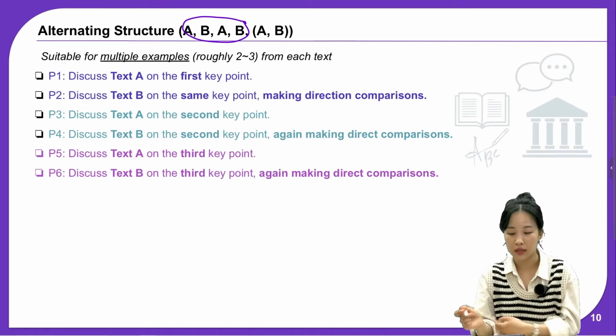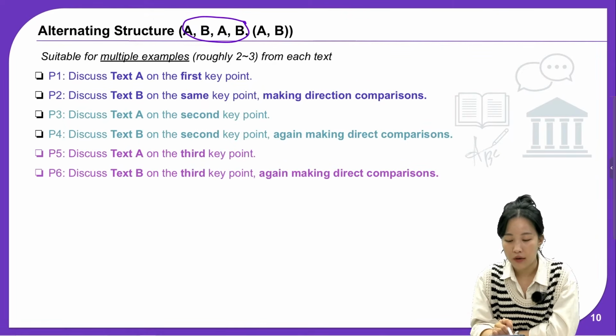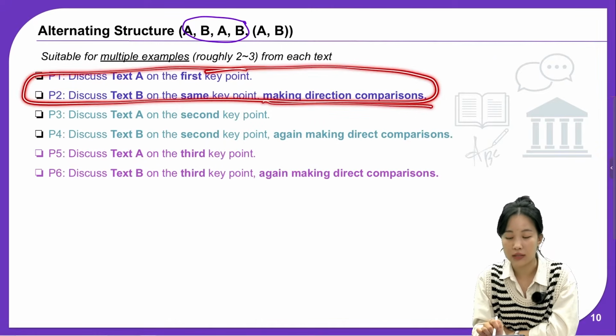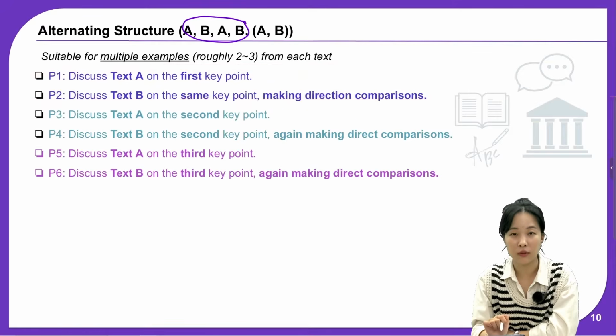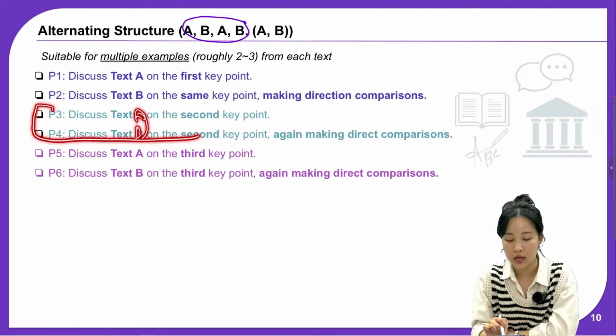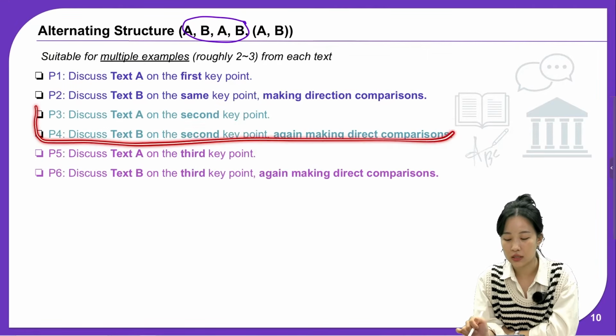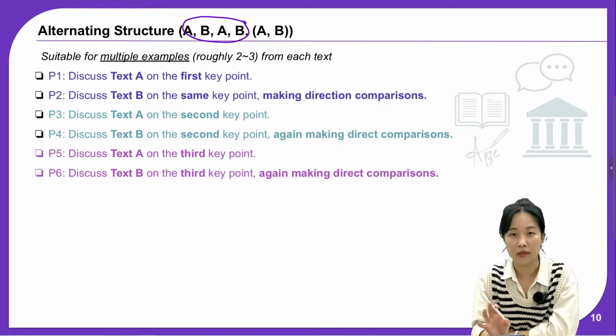then I probably want to go for an alternating structure because you have an entire paragraph to dedicate to one text. So here we have paragraph 1, discuss text A on the first key point. Paragraph 2, you want to discuss text B on the same key point, making direct comparisons. So consider this as one set, right? That's why it's labeled in the same color. Paragraph 3 and 4, again, you're alternating text A and text B, yet in terms of its characteristics, this is supposed to be one set.